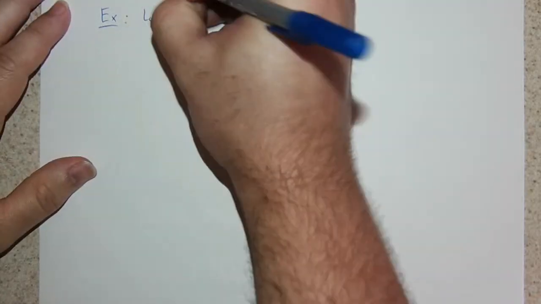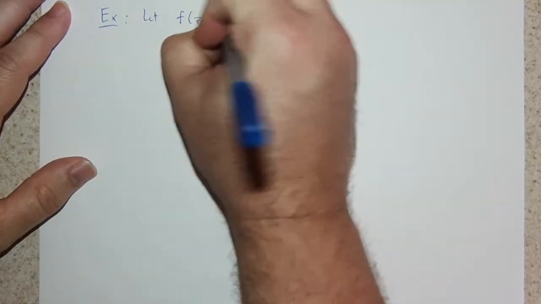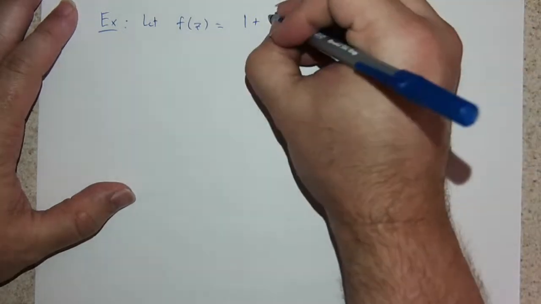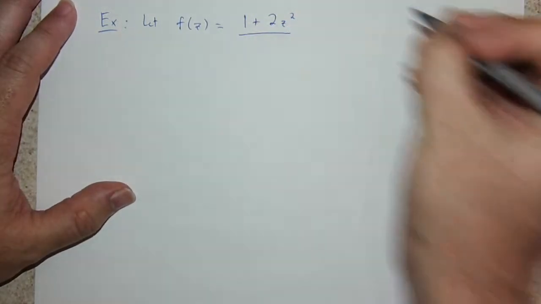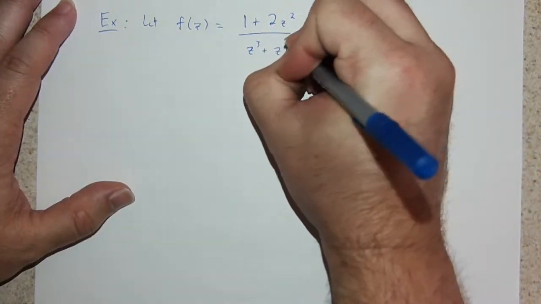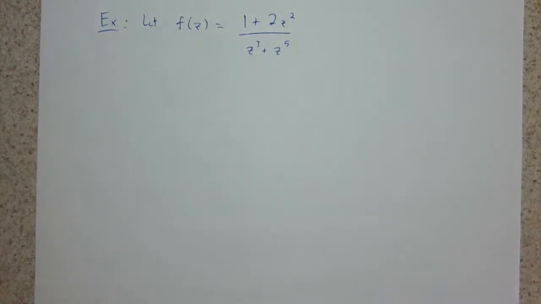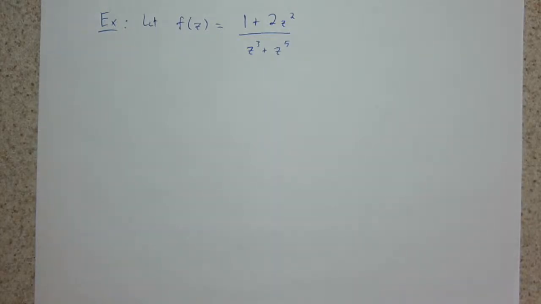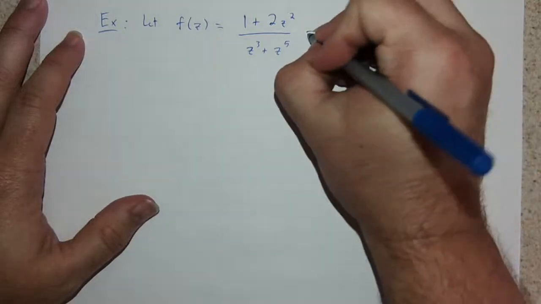All right. Let f of z be equal to 1 plus 2z squared over z cubed plus z to the 5th. Let's simplify this a little bit, or let's rewrite it in another way.